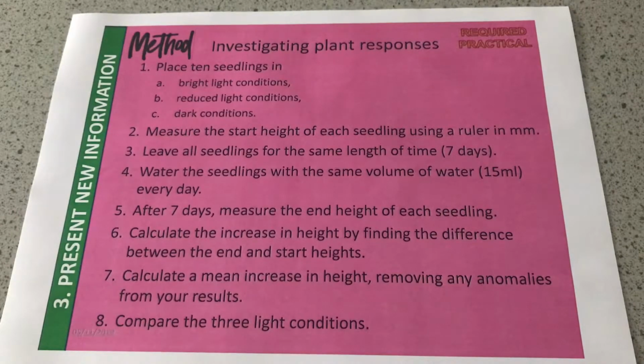So we're going to have 10 seedlings in bright light conditions, 10 in reduced light conditions, and 10 in dark conditions. Now, at the beginning of this is like mustard cress, the cress that you have when you have an egg and cress sandwich. You buy it in a box, or you can buy seeds and grow them, okay? And they're not all going to begin at the same height. So in the computer model, you will see they begin at the same height, but in reality, that's not going to happen.